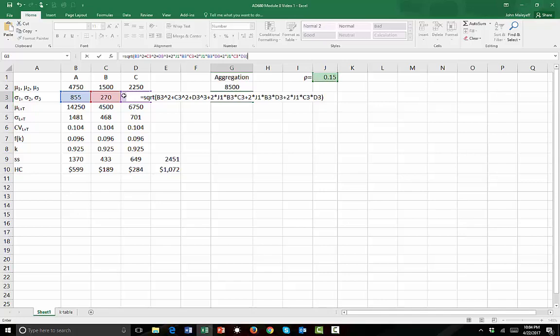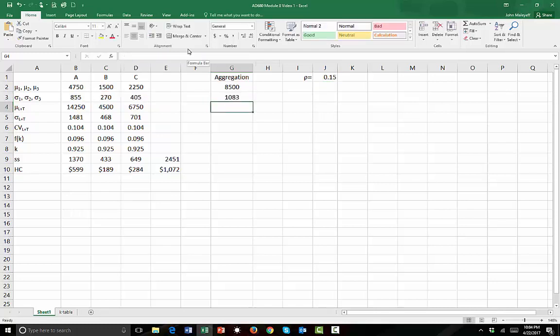We have 2 times rho, and then B3 times C3, B3 times D3, and C3 times D3. And we have B3, C3, and D3 squared. Oh, right here. Looks like I cubed that number by accident, so let's fix that. And then we get a value of 1008.